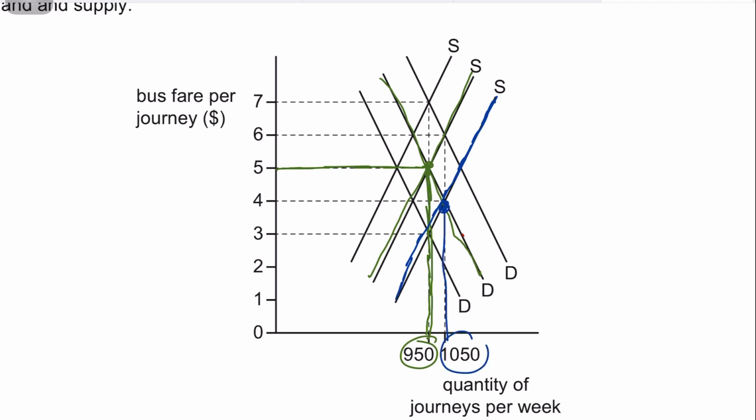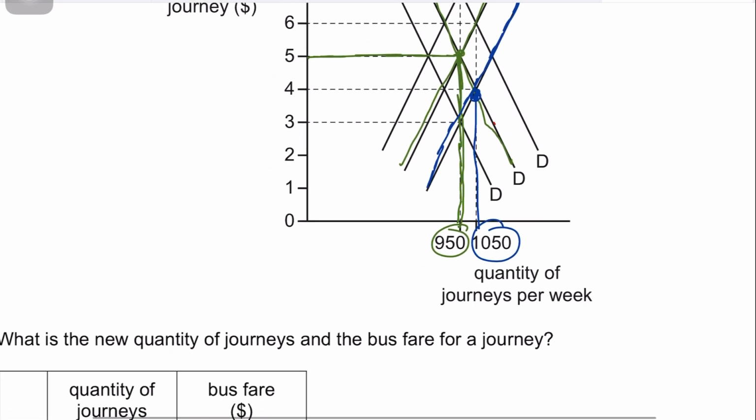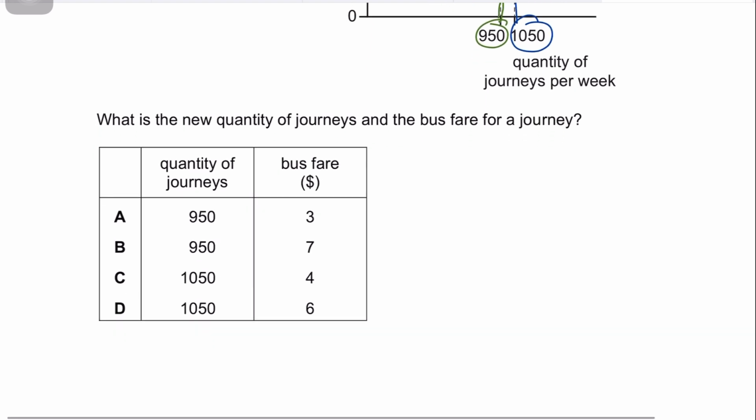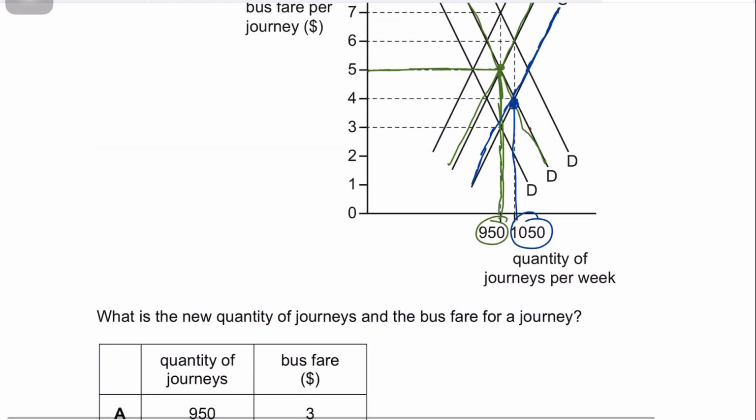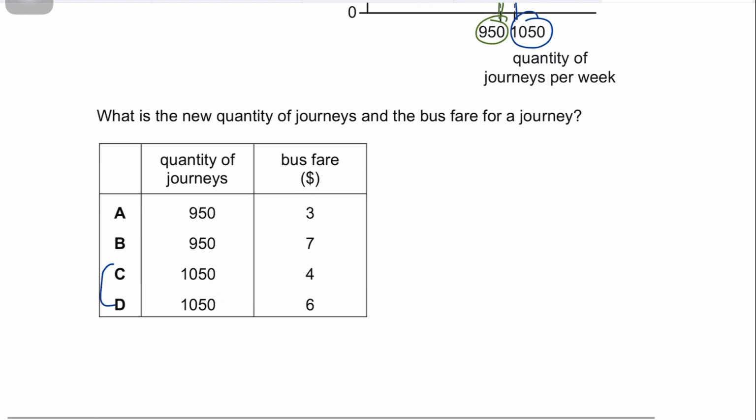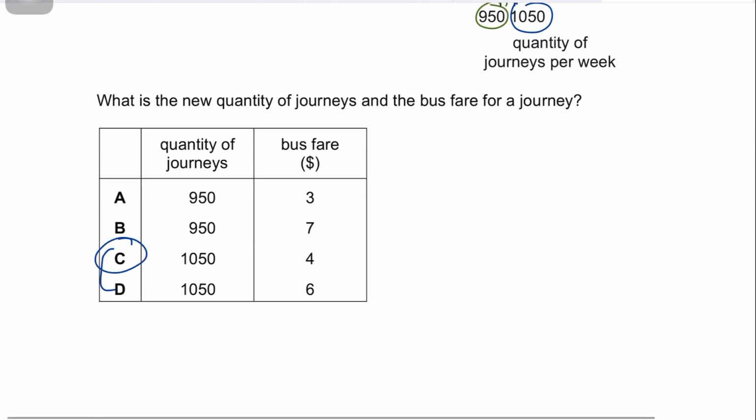So this is a new quantity, so definitely the quantity will increase. The number of journeys will increase to 1050. So it's either C or D. And the market price is how much? The market price will definitely go down to $4. So the answer is actually C, right?